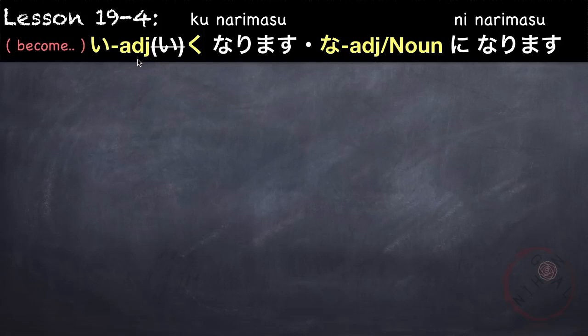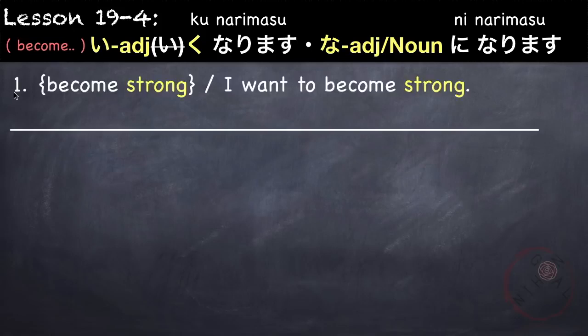For i adjective, you remove i and replace that with ku. So, i adjective, ku followed by narimasu. So, to become i adjective. For na adjectives or nouns, we don't have to change anything, but we need to put ni after, followed by narimasu. For example, become strong.